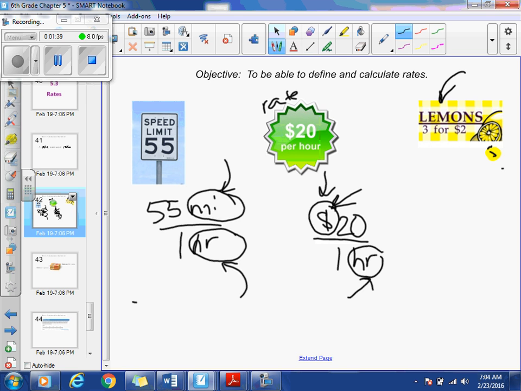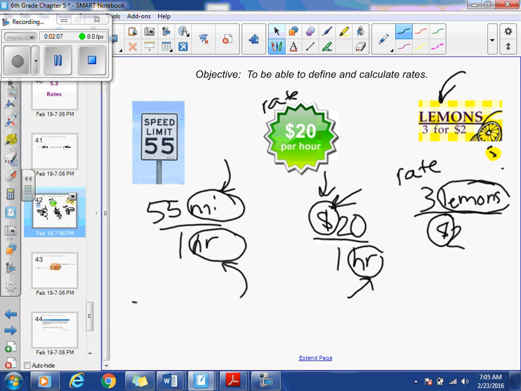Then we have lemons for sale. And it says you can buy 3 lemons for $2. That is a ratio because for every $2 you spend, you get 3 lemons. You might not just buy 3. You might spend $4 and get 6, but in simplest form, it would be 3 lemons for $2. That is also a rate because our units are different measures. So lemons, that's a type of food, an amount of lemons you're going to buy. The bottom is measuring money, so cost per lemon. So this is also a rate. All 3 of these are rates.